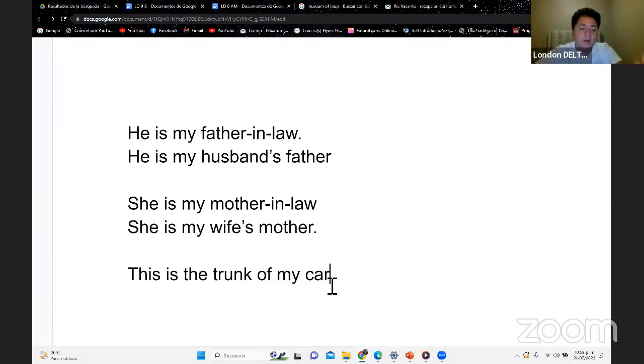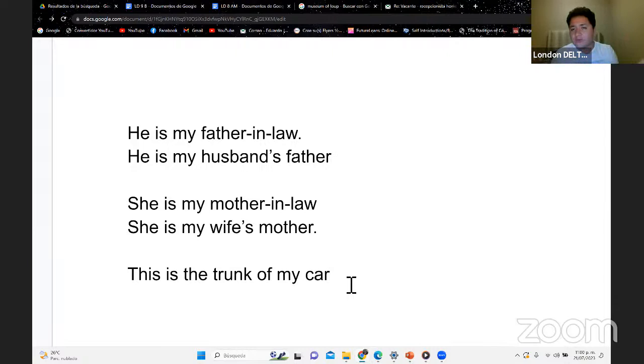Right? ¿Por qué? Porque cuando tú dices, por ejemplo, this is the trunk of my car, la cajuela de mi auto, en realidad no lo estás utilizando 100% como un posesivo, sino que esto es parte de algo, right? Entonces, no es que el carro posea la cajuela, sino la cajuela es parte del carro. I don't know if you get my meaning, right? Entonces, así es como se utiliza esta estructura.